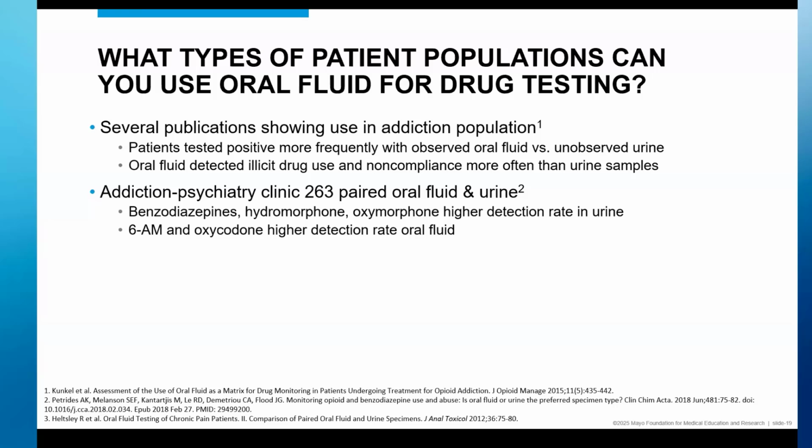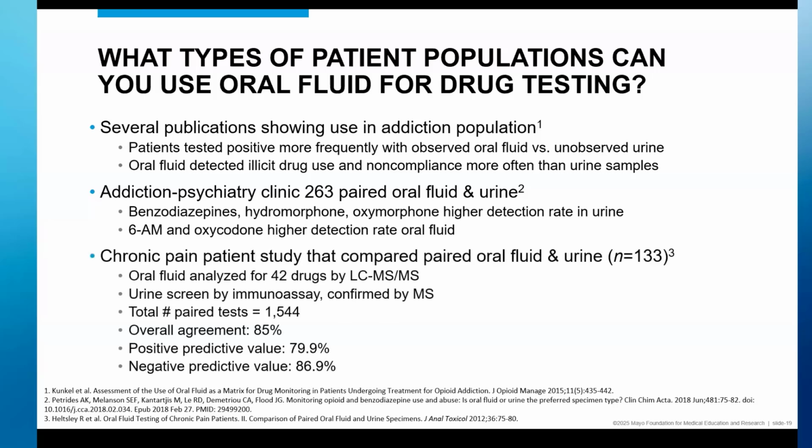In another study by Petrides et al. in an addiction psychiatry clinic, they compared 263 oral fluid and urine samples in their patients. And again, as I noted earlier, some drugs are found more often at higher concentrations in one matrix over another. In that study, certain things like benzodiazepines obviously had a higher detection rate in urine, but other drugs, for example, oxycodone, a very widely prescribed opioid, as well as 6-monoacetylmorphine, the primary metabolite of heroin, actually had higher detection rates in oral fluid. So they were able to capture people who were abusing heroin and using oxycodone more in the oral fluid samples compared to the urine samples.